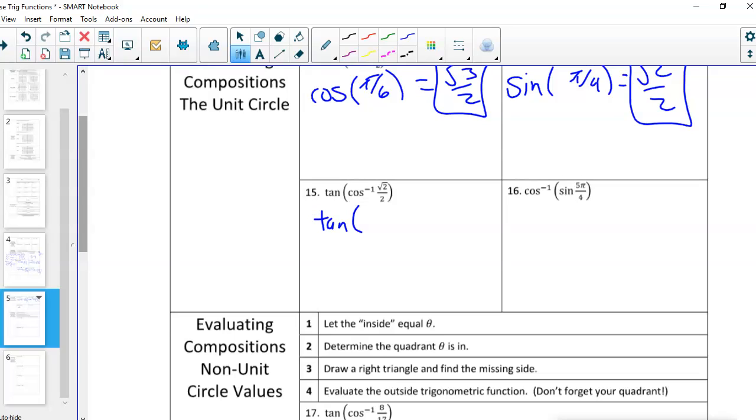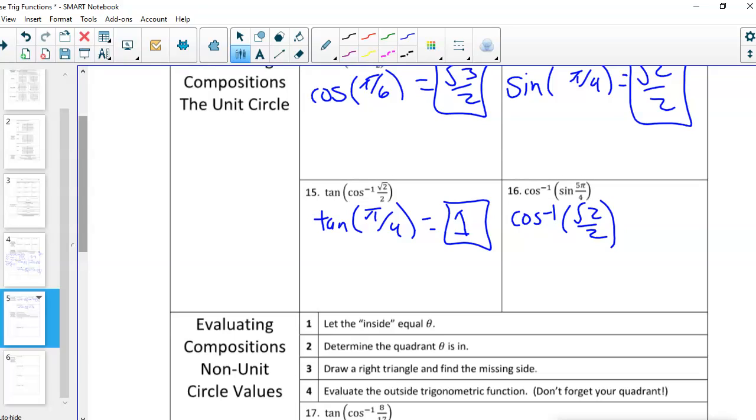In cosine's range, where is cosine equal to root 2 over 2? Pi over 4. And then what is the tangent of pi over 4? 1. For this one, what is the sine of 5 pi over 4? Root 2 over 2. I also think this one was messed up.